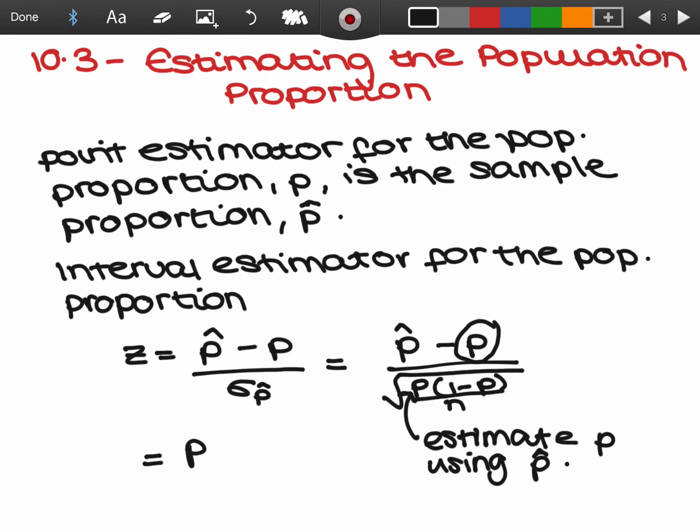So what I tend to do for my Z transformation is actually state it this way instead: the square root of P hat times 1 minus P hat over N, where I have estimated my population proportion by my sample proportion instead. Now, using this Z transformation, I want to find an interval estimator for my population proportion. So I'm going to use this formula to estimate this value.